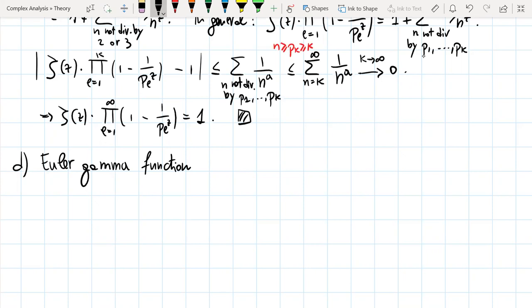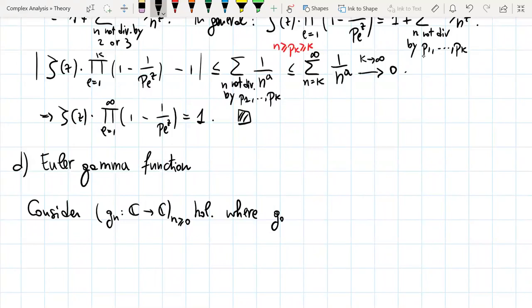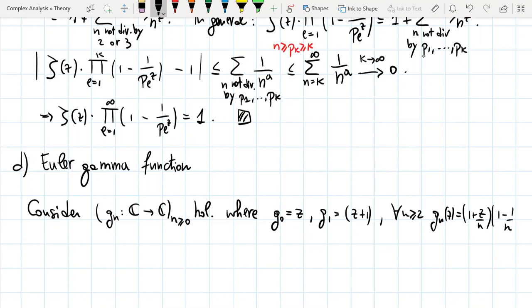So in this example, let me consider the following sequence, a sequence of holomorphic functions Gn, defined on C, where n goes from zero to infinity. Holomorphic, where what is Gn? So the first two, I have to define them by hand. G0 is z, G1 is z plus 1. And after this, for all n bigger or equal than 2, I define Gn of z as 1 plus z over n times 1 minus 1 over n to the z.